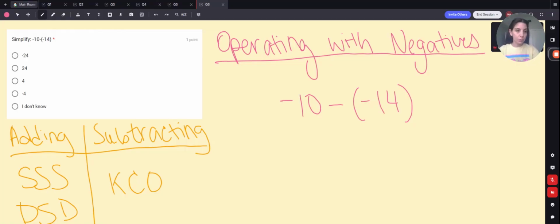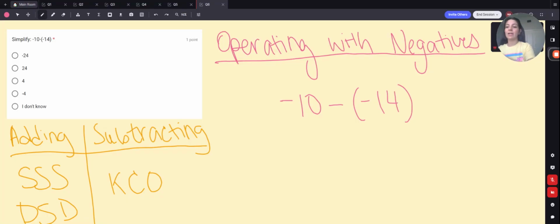So we have a few rules for adding and subtracting with negative numbers. For adding, we have two rules: same sign sum and different sign difference. And for subtracting, we have a rule called KCO, which stands for keep, change, opposite. So we'll use both of these tools for adding and subtracting to subtract negative 10 and 14.